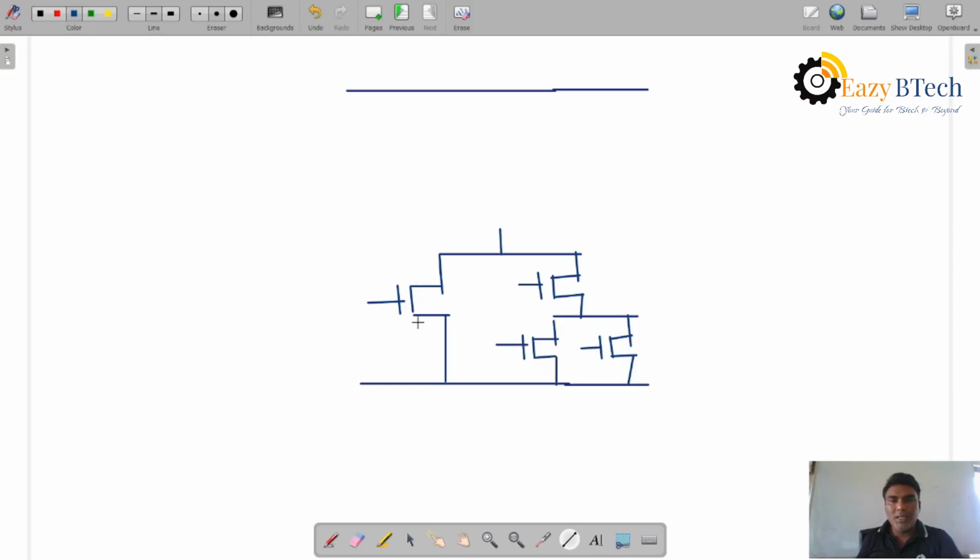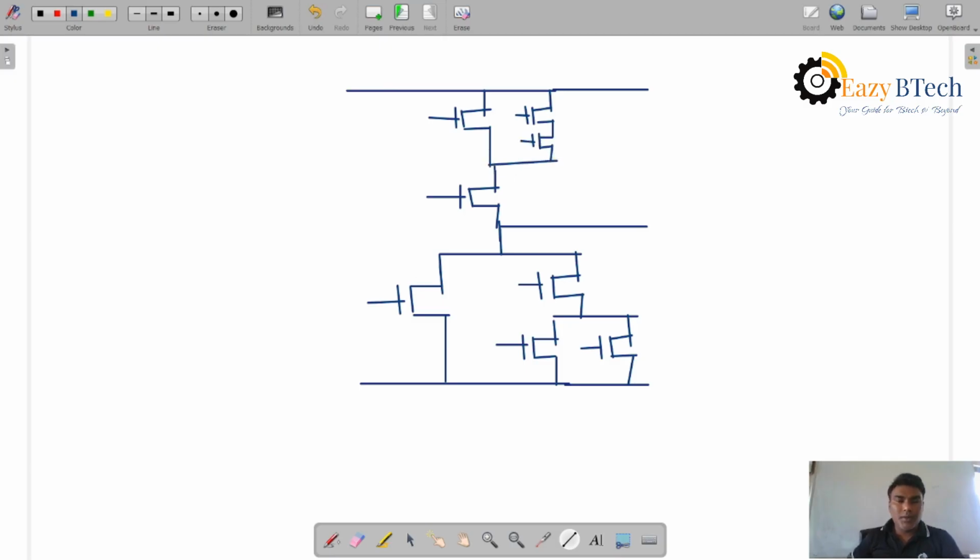B and C are in series with A. Now D is in series. In the NMOS, A is parallel, but here A is in series, and B plus C are parallel here, so B and C are in series. One more transistor is here. So B and C are in series, right?